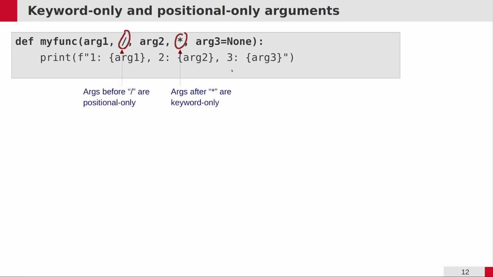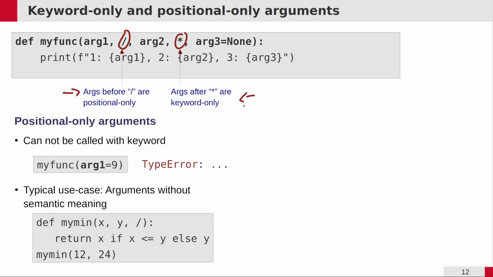So what does it mean if you see those things in a function definition? When you see the division operator as a separate argument, it means that all the arguments before the division operator are positional only, so they cannot be referred to by name. And if you see the star operator somewhere, then that means that all the arguments after that can only be called as keyword arguments by name, so they cannot be used as positional arguments.